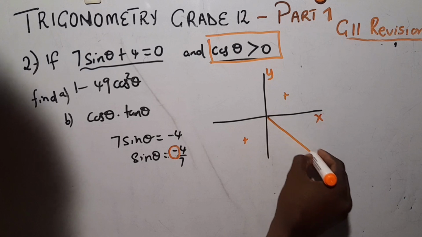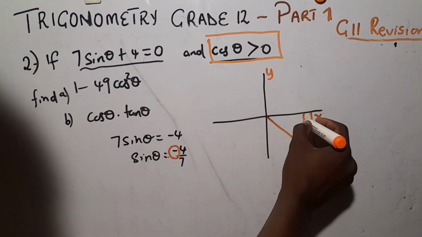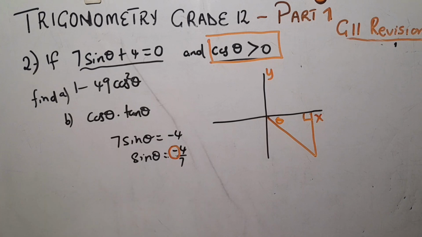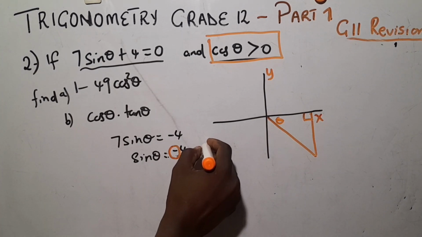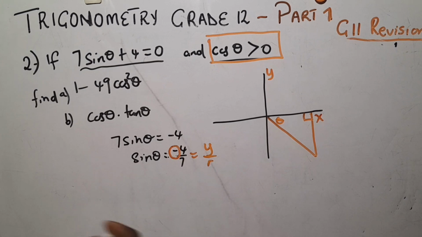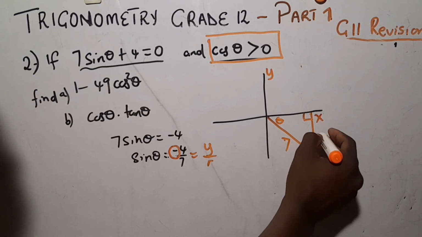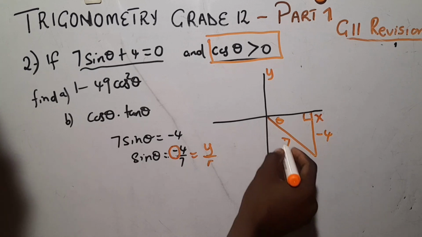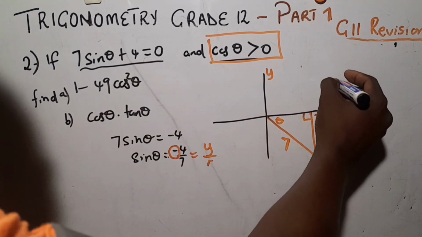So I'm just going to draw a triangle again. So that's our theta, right? Now we fill in these values. We know that sine is equal to y over r. So our r becomes 7 and our y becomes -4. r can never be negative, it will always be positive. Now we don't have the value of x, but we can find it.